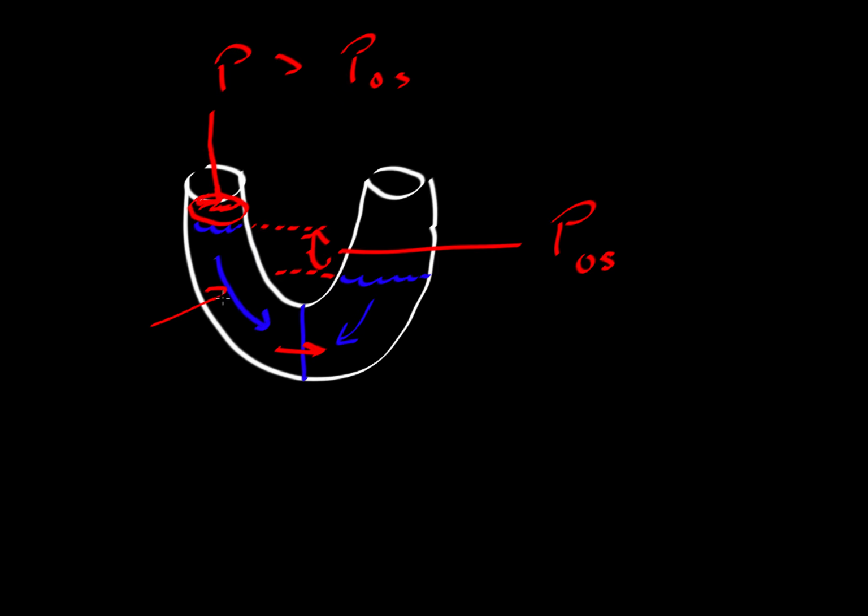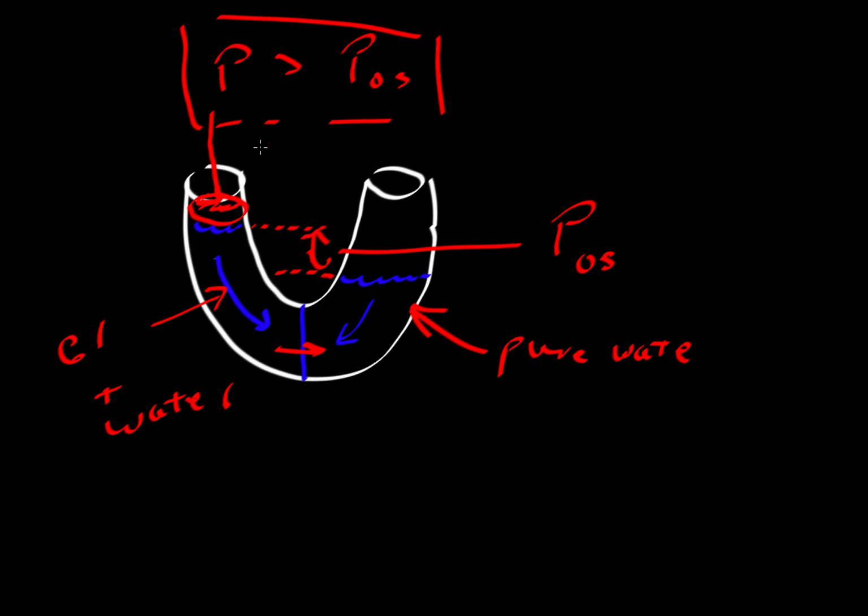Remember, we've got this contaminated mixture of glucose plus water, and then over here we just have pure water. So if we increase the pressure on the left-hand side, the natural tendency would be for water to move right to left. But if we increase the pressure greater than the osmotic value, then that'll push water from left to right. And if we push water from left to right, that's a way of purifying the system.